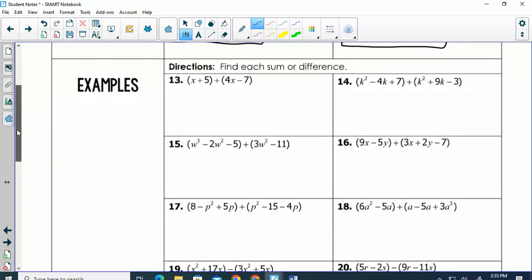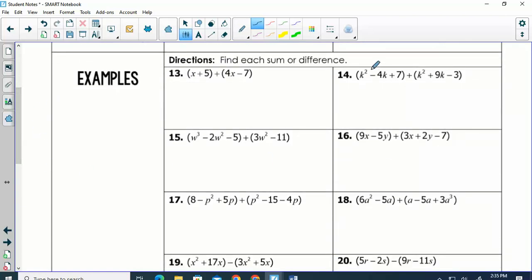Okay, we're going to do a few together, and then we're going to wrap up. So let's look at 14. Everybody with me? I'm adding, so we need to combine the like terms. What is k squared plus k squared? 2k squared. All right, what is negative 4k plus 9k? And 7 minus 3.